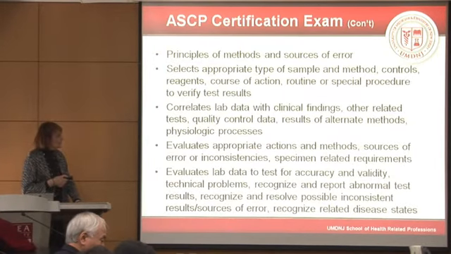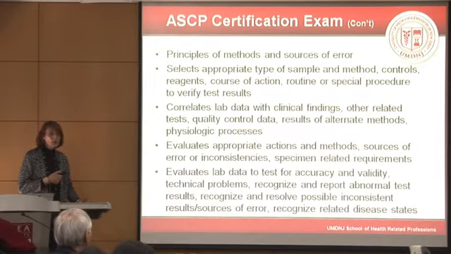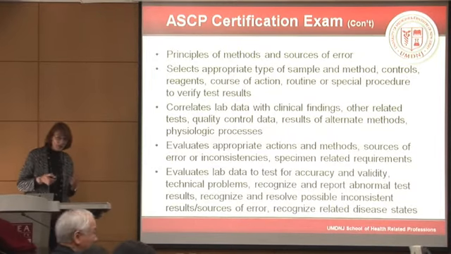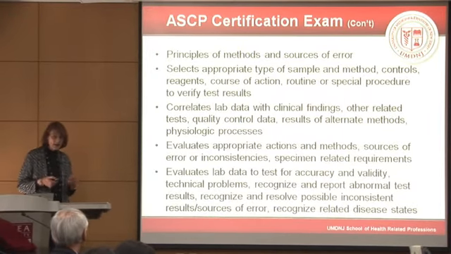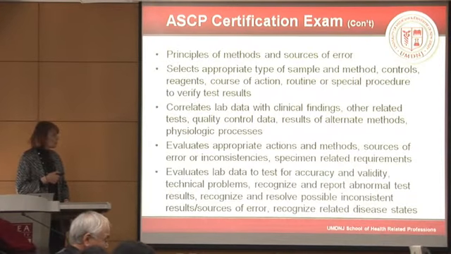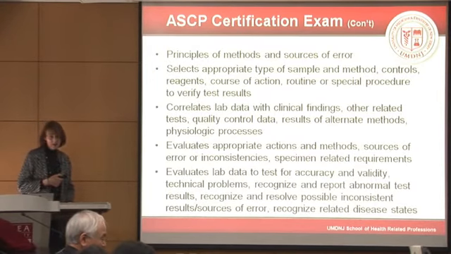Correlate lab data with clinical findings, other related tests, quality control data. So they'll give problems. You have these results and it doesn't match with this other set of results. The students are expected to then correlate that and be able to determine what is the next course of action. Alternative methods. So if one particular test is abnormal, is there an alternative method that would confirm that? And to correlate it with physiological processes.